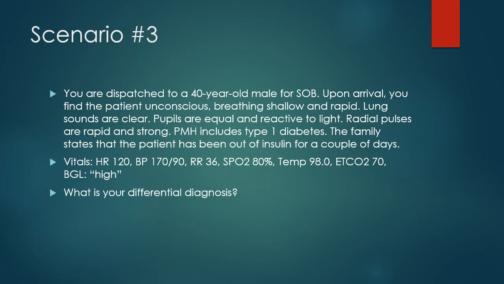So hopefully your differential was DKA. What's going to be your vent settings for this patient? Are we just doing generic settings, or are there some things that we need to change so that we can compensate for this patient?